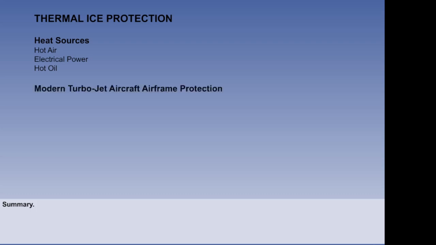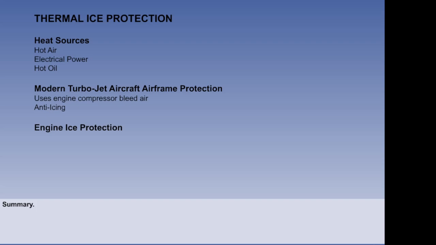You should understand that airframe ice protection on modern turbojet aircraft is normally achieved using hot air bled from the engine compressors, with very little loss of engine thrust. These systems are usually anti-icing systems.